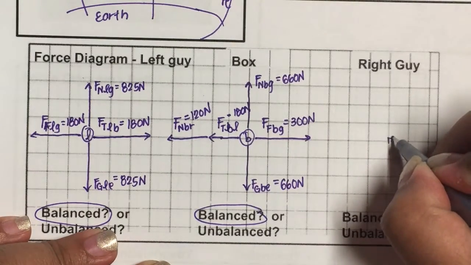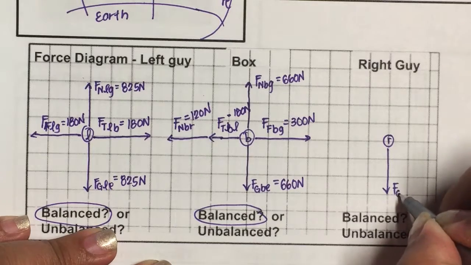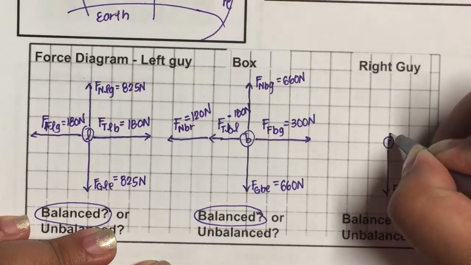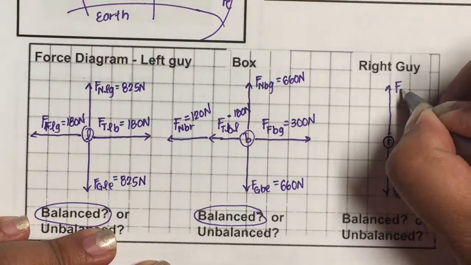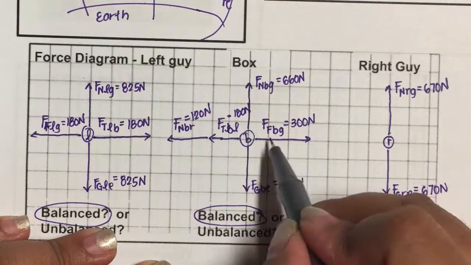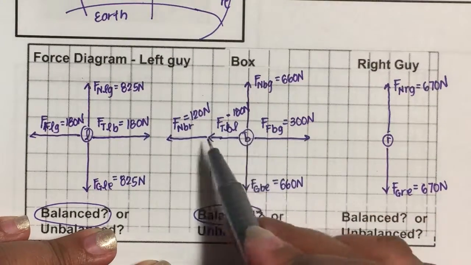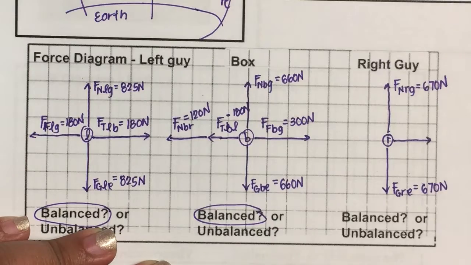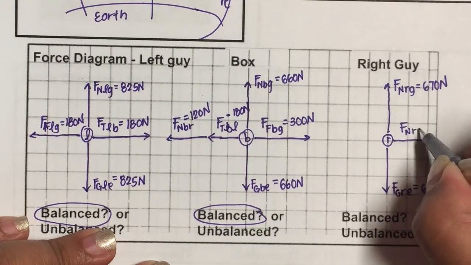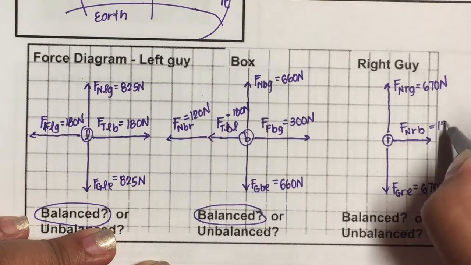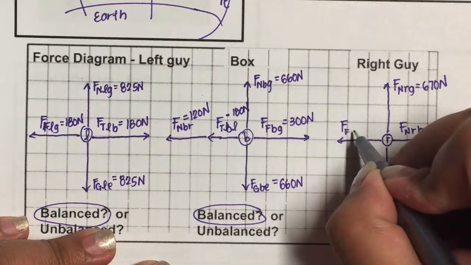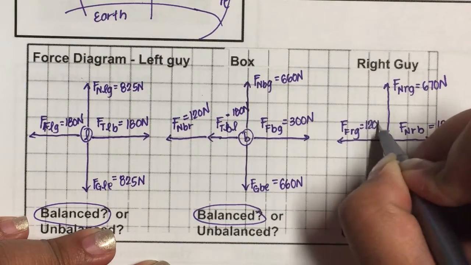And now for the right guy, being pulled down by the force of gravity on the right guy by the earth is happening at 670 newtons. And he is being pushed up by the ground, the right guy by the ground, at also 670 newtons. Because the right guy is pushing the box in that direction, the box is pushing the right guy back at the same amount of force. So normal force on the right guy by the box is at 120 newtons. This means that the force of friction is acting on the right guy by the ground at also 120 newtons.